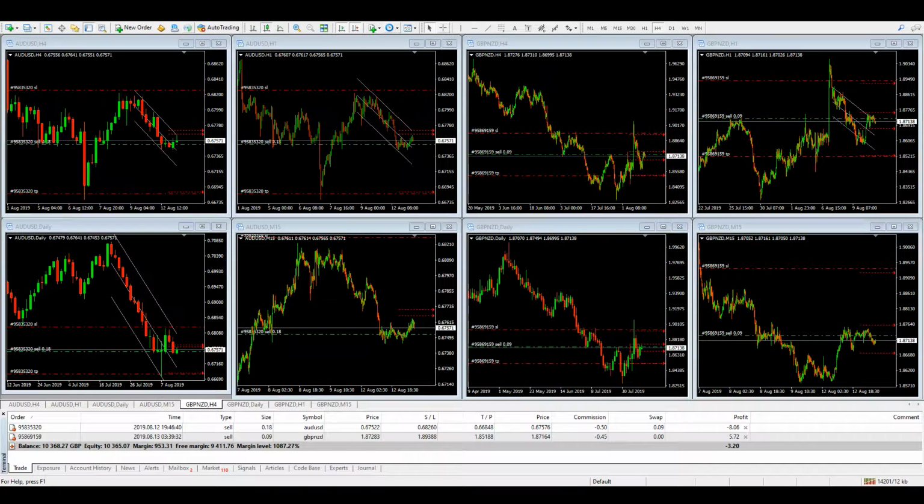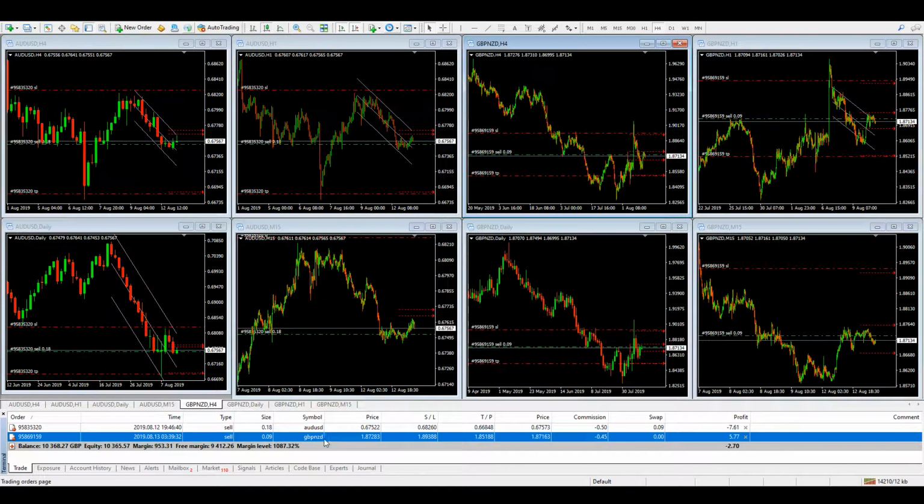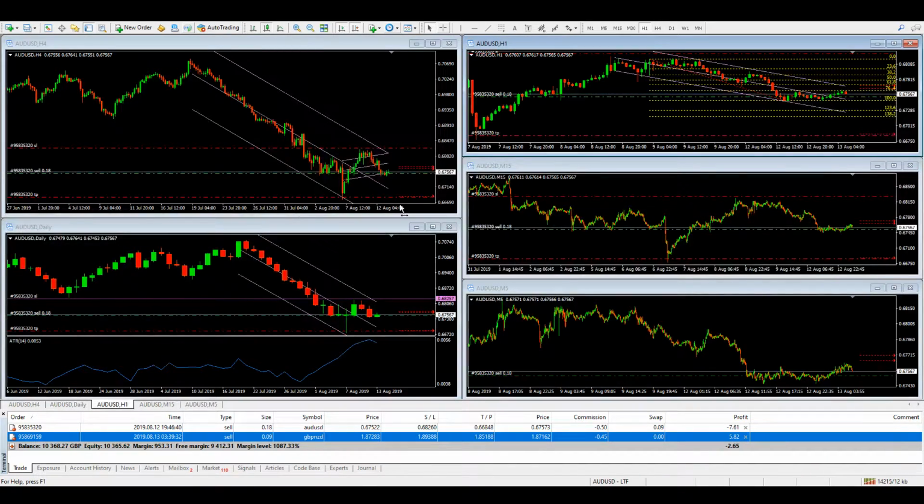It's just coming up to 4:30 a.m. UK time here. So let's kick off with a couple of trades that I have in the market at the moment. These are AUD/USD and GBP/NZD. Let's go alphabetical and look at Aussie USD.